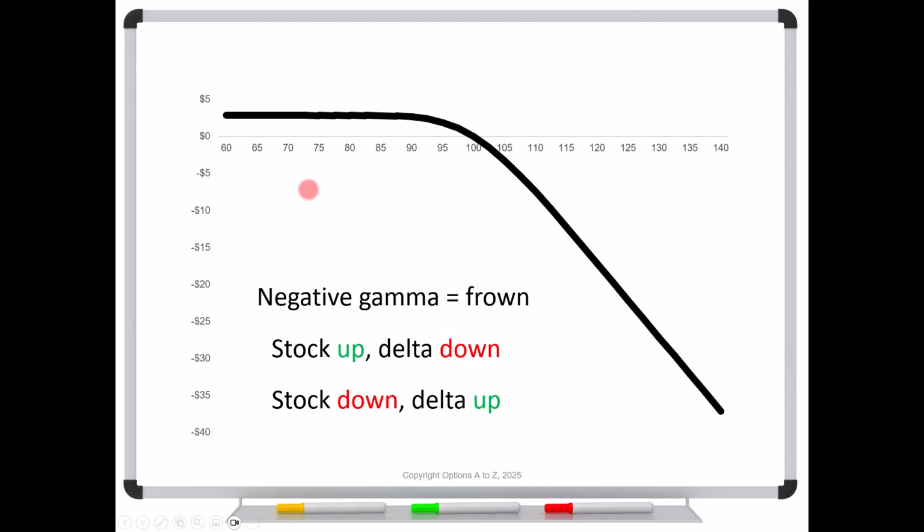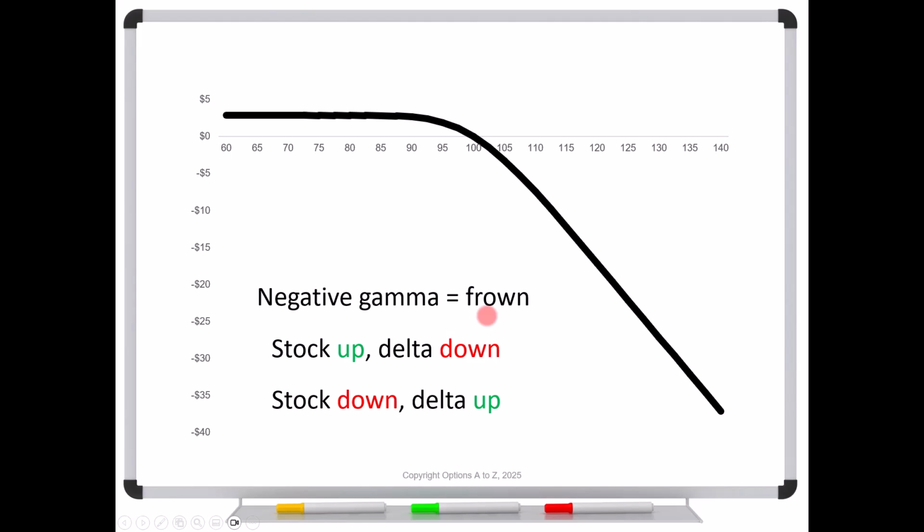Same idea. Now it looks like a frown. We have a short option. Anytime you have a short option, you have negative gamma. So a short call, we've got negative gamma. We can see we've got gamma, it's bending, but we can also see it's kind of bending downwards this way, like a frown. So we know it's negative gamma.